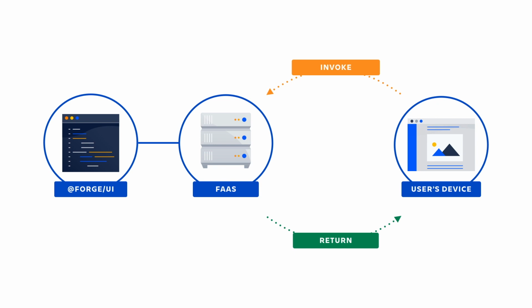This diagram here represents what happens when an Atlassian user activates an app, for example, viewing a Jira issue with the app displayed in the side panel. The function gets invoked by the user's device, and our app code is run in the function as orchestrated by the Forge UI framework. The function returns the app's UI to the user's device to then be displayed on their screen. But how exactly do we communicate to the user's device what should be displayed?